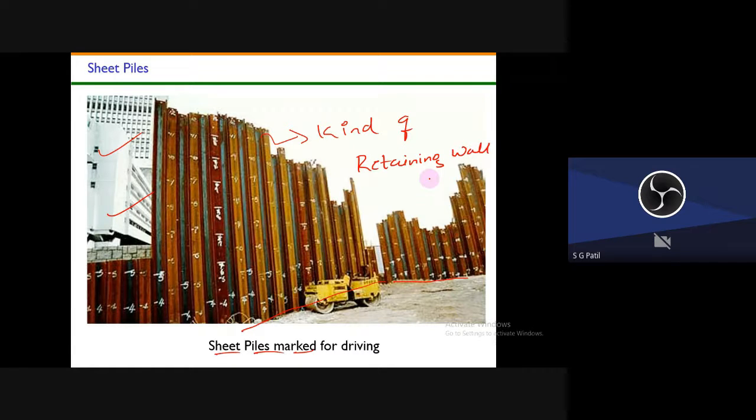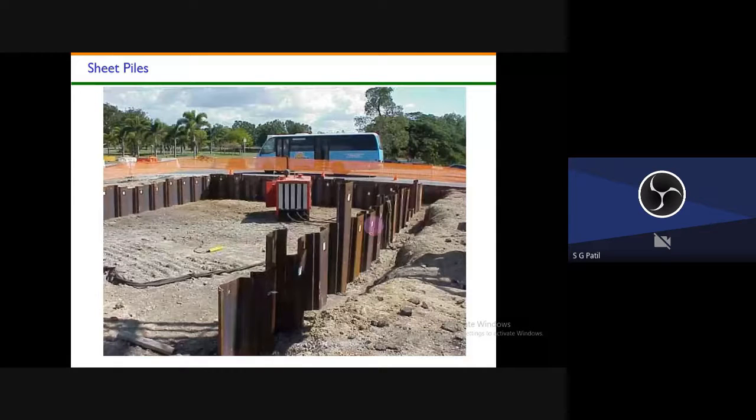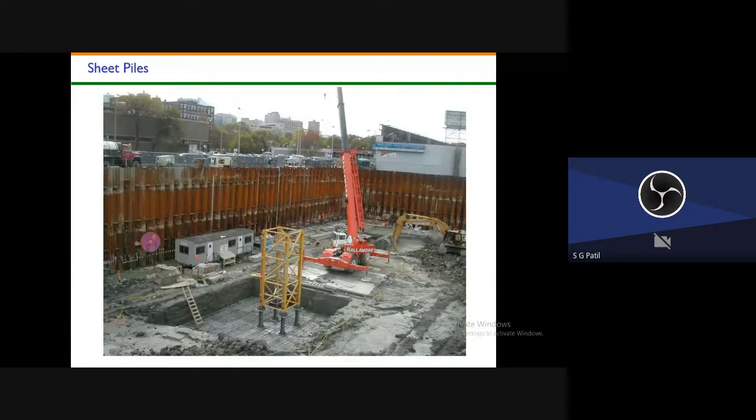Here also these are sheet pile walls. Once you drive these sheet pile walls, then you can excavate the soil here. By doing that, you will avoid any damage to the surrounding structures. Again, these are sheet pile walls.